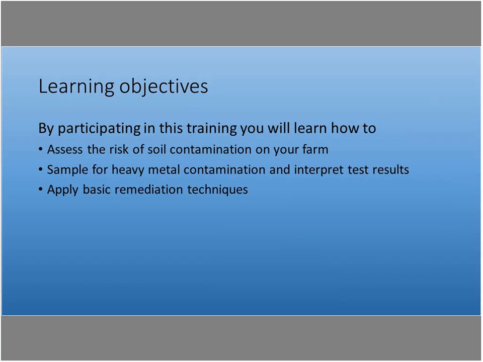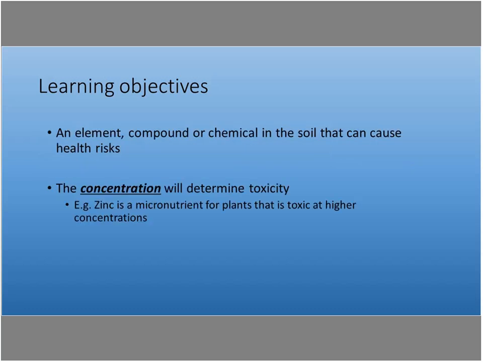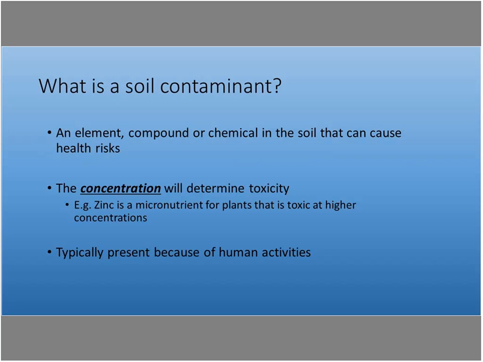So mostly we're trying to let you know about what type of contamination could be there, but also so you don't worry about it, understand how you can interpret test results and not be worried if you do see a little bit of lead or something in your soil. So what is a soil contaminant? It is an element, a compound, or a chemical in soil that can cause health risks. Mainly in this case, we're obviously concerned about people.